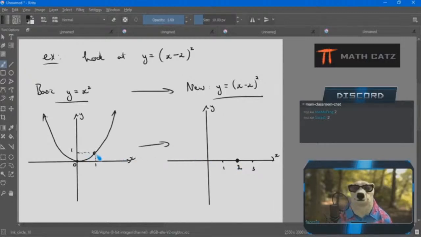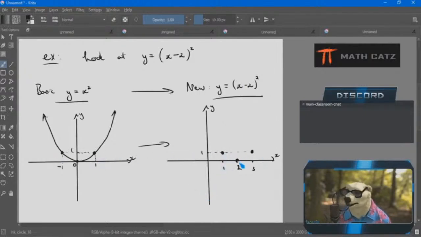Now let's look at, on the basic graph, this point 1, 1. If I wanted a y value of 1, among other things, I would have had to plug in x equal to 1. If I want in the new graph, in the new function, a y value of 1, I'm going to have to plug in a 3, because 3 minus 2 is 1, 1 squared is 1. So in order for me to get that y value of 1, I'm going to have to plug in a 3 for x. And of course, you can argue the other side. I can also, in the basic, plug in a negative 1. Now I'm going to have to plug in a 1 to get another y value of 1.